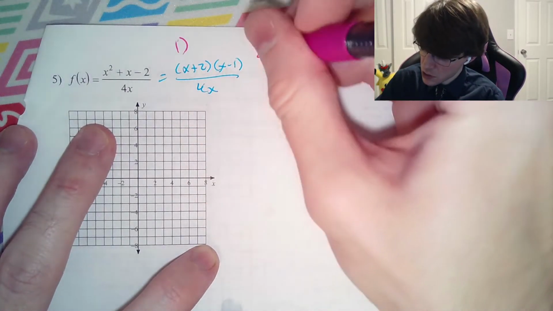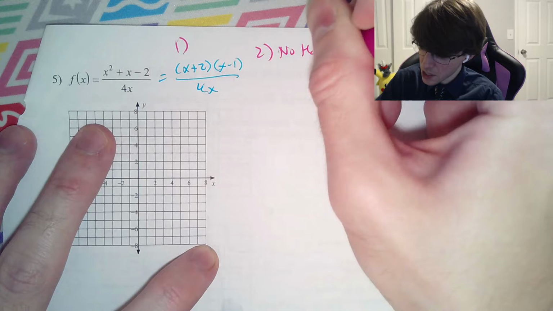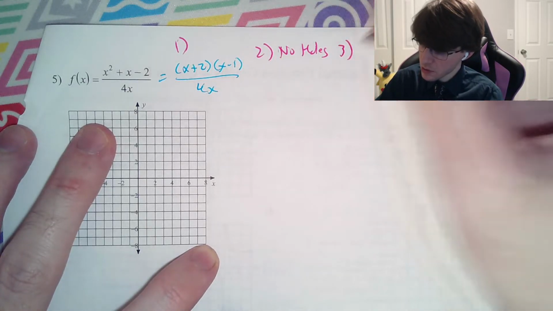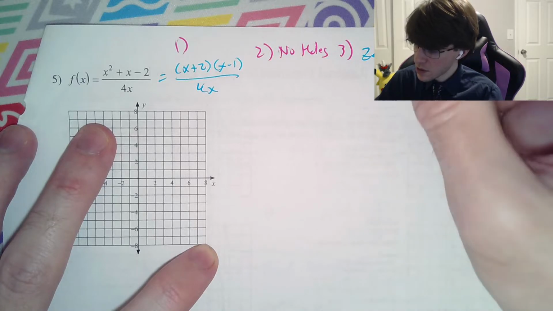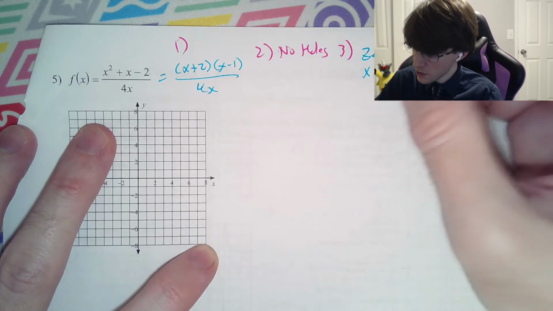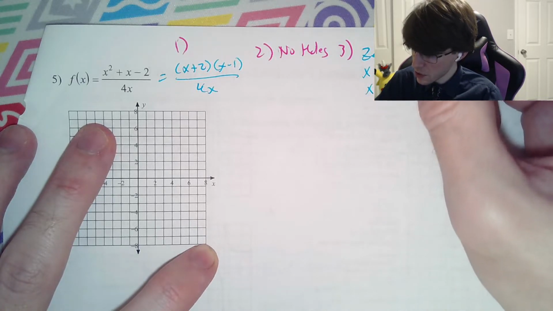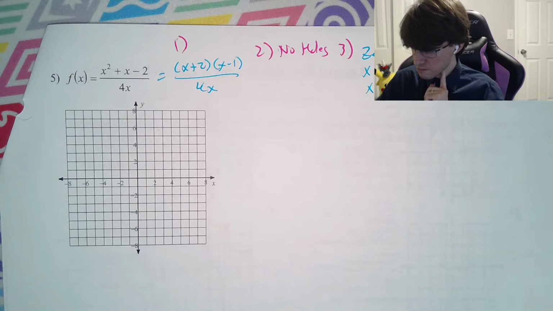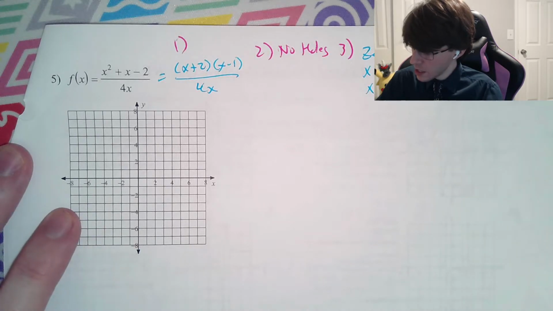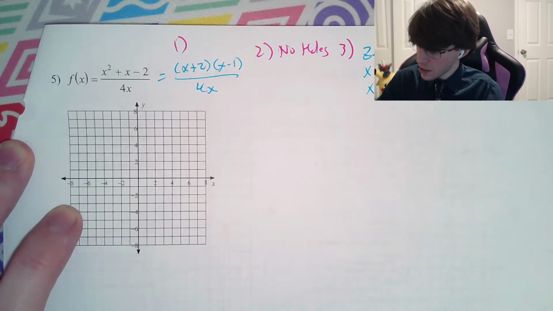Our step number 2, there are no holes here because there's no canceling out. Step number 3 are zeros. There are 2 zeros. The zeros are x is equal to negative 2 and x is equal to positive 1. Both these have multiplicity 1. I didn't do any multiplicities bigger than 1 on this whole thing. That's kind of not the best problem, Mr. Richards. You should have picked some better problems. Oh well, life goes on. So there's our zeros with those multiplicities.